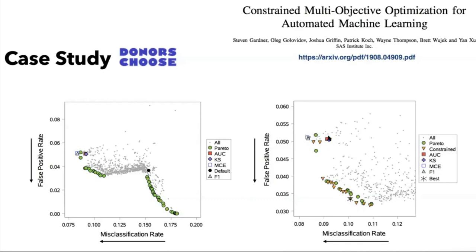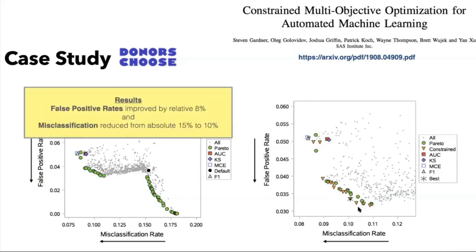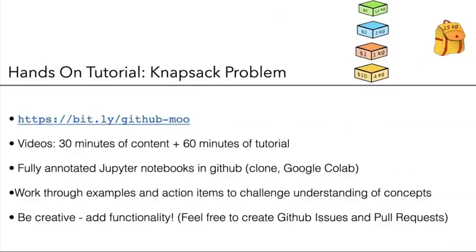Instead of compromising on the standard single objective optimization approach and being over here, their starting point was way over here, and they actually went down here. Their final result was that they improved the FPR by about a relative 8%, and they reduced the misclassification by an absolute 5%, from 15% down to 10%. I think it's encouraging to see that data scientists are starting to apply this in the context of multi-objective optimization, but there are very few of them. That's why I like to promote this, so people, including myself, will start doing it.